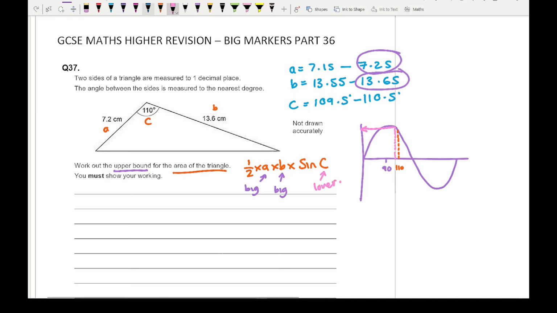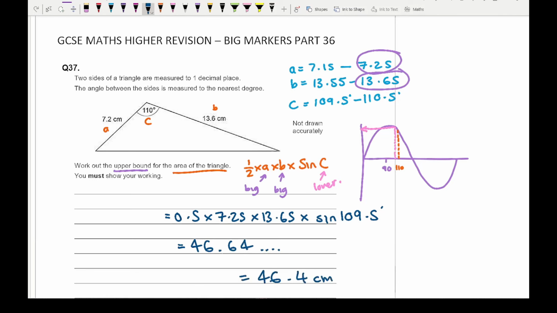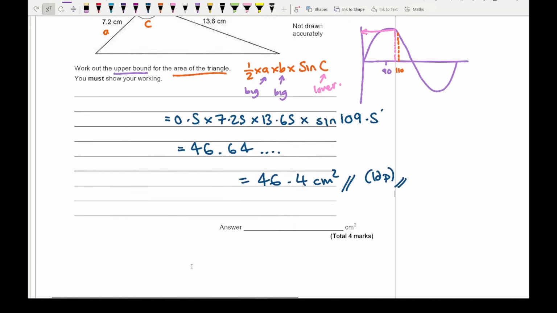So to work out the upper bound of the area, it's going to be 0.5 multiplied by 7.25 multiplied by 13.65 multiplied by sine of 109.5. And if I type that all into my calculator, I'm going to get an answer of around 46.64 something, which rounded to 1 decimal place is 46.6 centimetres squared. Now when rounding, it's always good practice for you to state what you've rounded to.